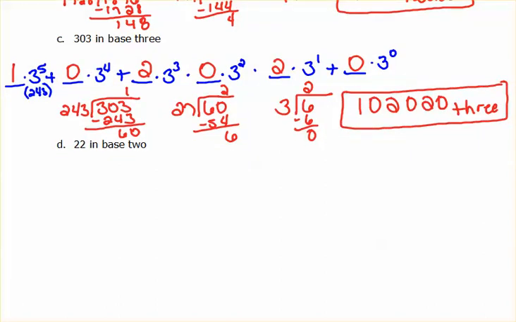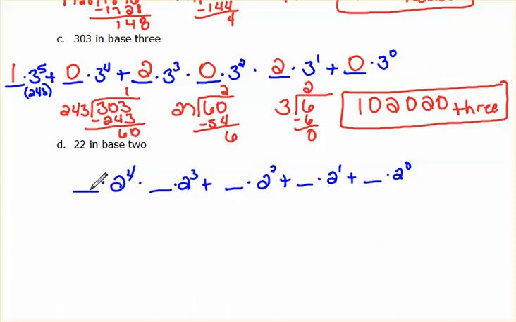Okay, so our very last one here says 22 in base 2. Since it's base 2, we're going to be doing powers of 2. So it would be 2 to the 0, which would be singles, then 2 to the first, groups of 2, then 2 squared, groups of 4, then 2 cubed, groups of 8, and then 2 to the 4th, groups of 16. The next one would be 2 to the 5th, groups of 32. That's too big, so we can stop now.